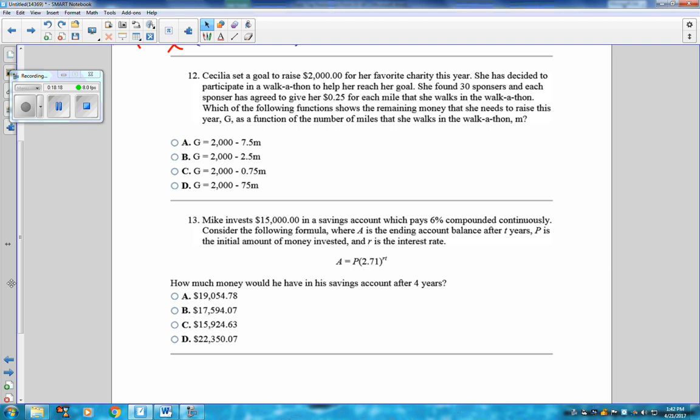So our starting goal is to get $2,000. For every mile that she walks, she's getting paid 25 cents. So for every mile she's walked, her goal is decreasing. So I'm going to subtract 0.25 M.